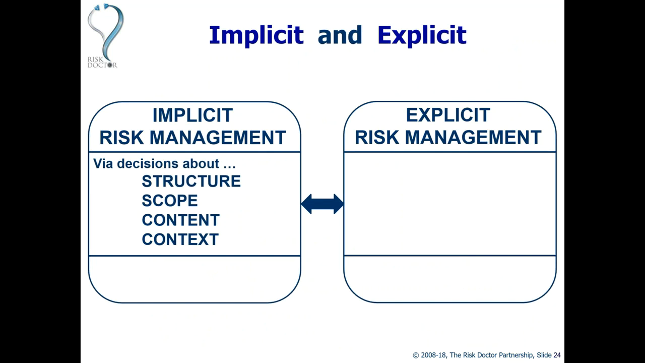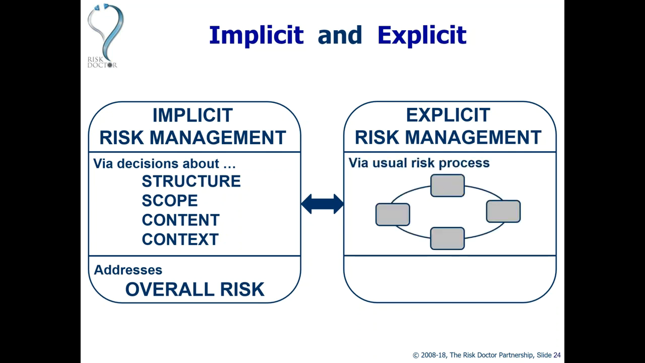We've got implicit risk management, where we're considering the structure of the program, the scope of the program, the content and the context of the components. And here we're addressing the overall riskiness of the program. And then we have explicit risk management, which uses a standard cyclic risk management process, which addresses the individual risks that the program has to address. And you'll see that these are two quite different ways of thinking about risk, and the program manager has to be confident to manage risk in both ways.